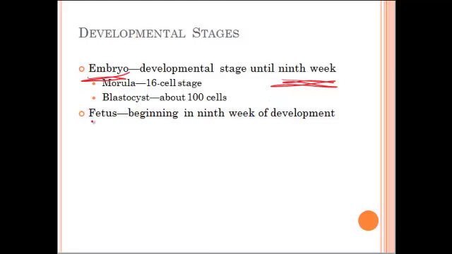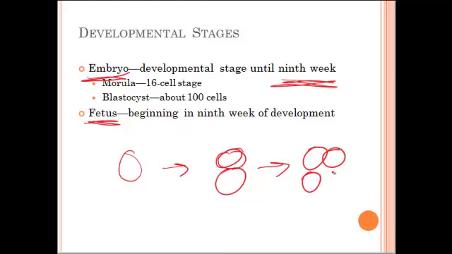After that, starting with the 10th week, or starting with the beginning of the 9th week, we now call the baby a fetus. So the blastocyst is part of the embryonic stage. So the zygote is only that single cell. Once you move from that single cell to 2 cells, now you're working with an embryo as you keep continuing to move to more and more cells, clear up to the 100-cell blastocyst, and then finally in the 9th week it's going to become a fetus.